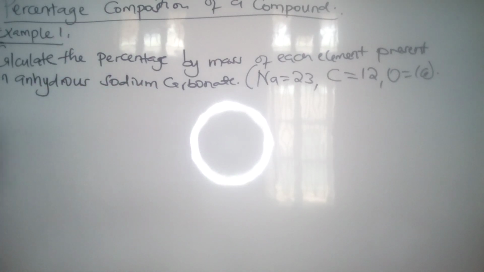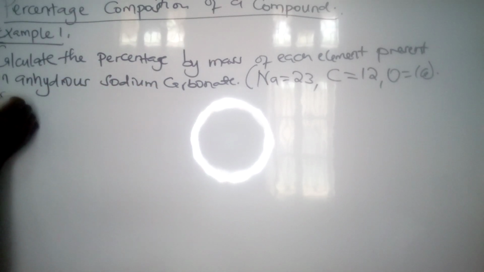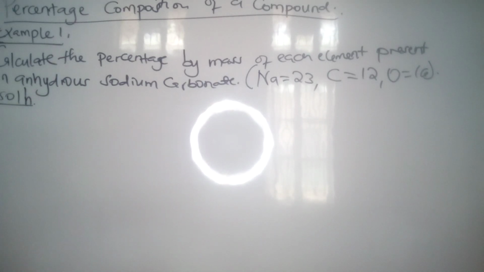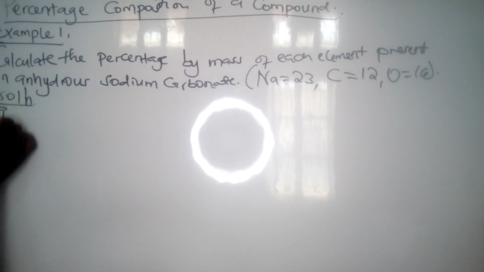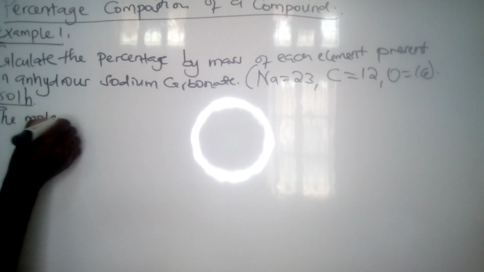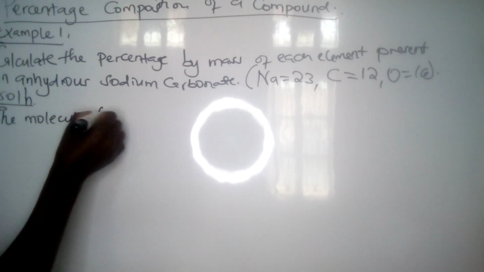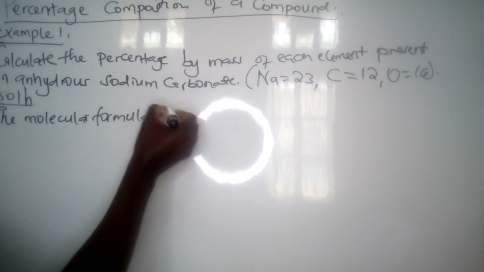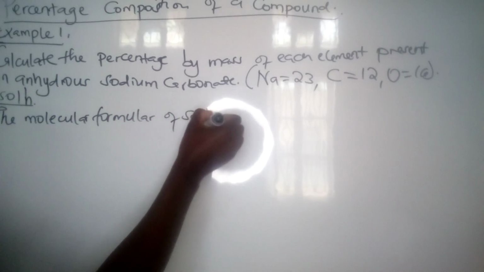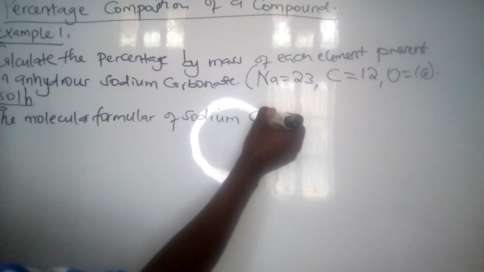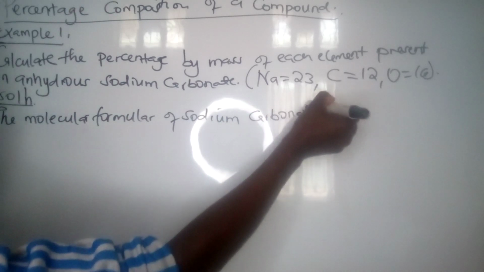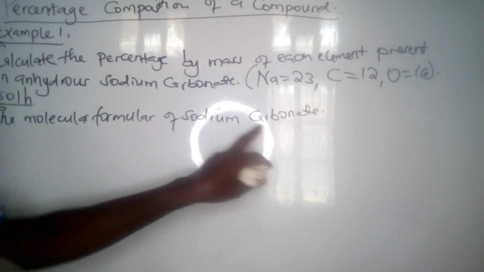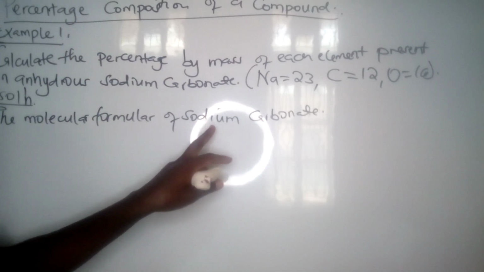So the first thing you are supposed to know, let's look at the solution. The first thing you're supposed to know is how to write the molecular formula of sodium carbonate. The molecular formula of sodium carbonate. So sodium carbonate, how do we write? What is the chemical formula of sodium carbonate?